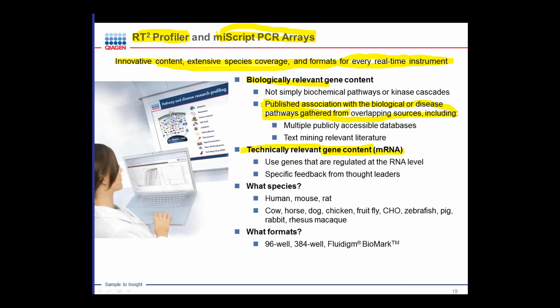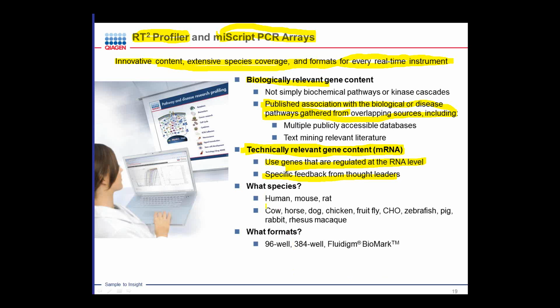And for mRNA, one thing that people may not be thinking about is that a lot of genes are regulated at the level of post-translational regulation, for example, phosphorylation. Those wouldn't particularly pay to look at at the mRNA level, so we are only generally looking at genes that are regulated at the level of transcription. These are curated in-house and also curated in collaboration with thought leaders.